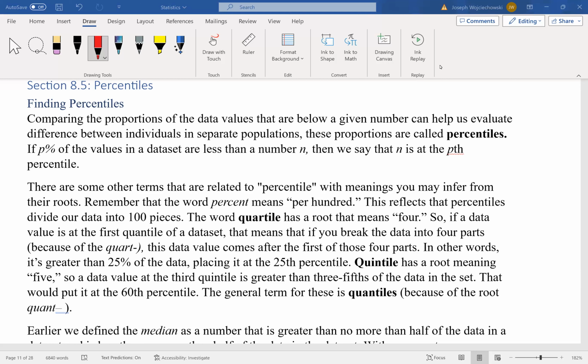Comparing the proportions of the data values that are below a given number can help us evaluate differences between individuals in the separate population. These proportions are called percentiles. If p% of the values in a data set are less than a number n, then we say that n is at the pth percentile.